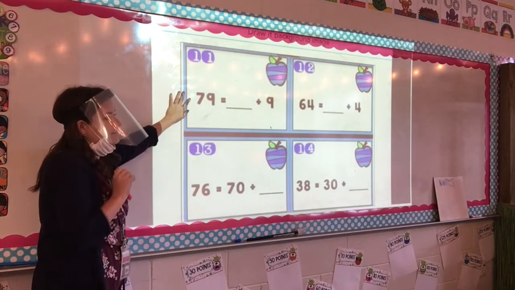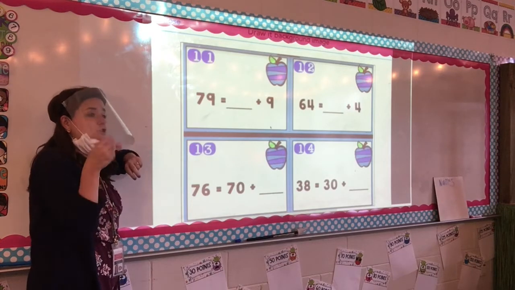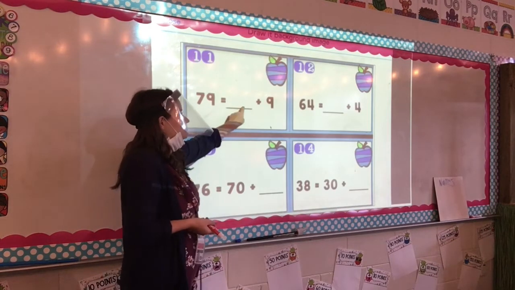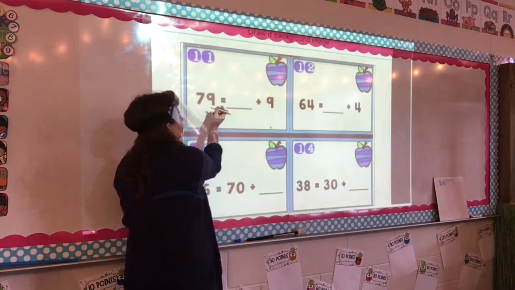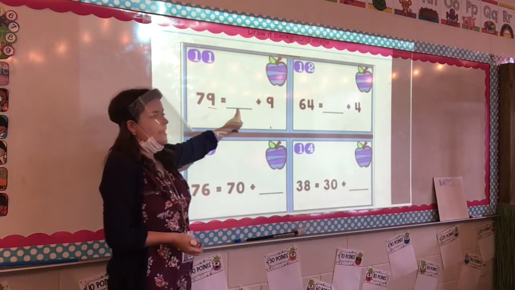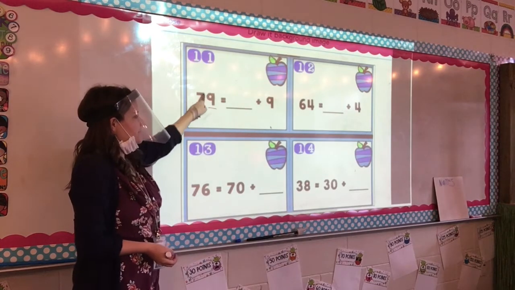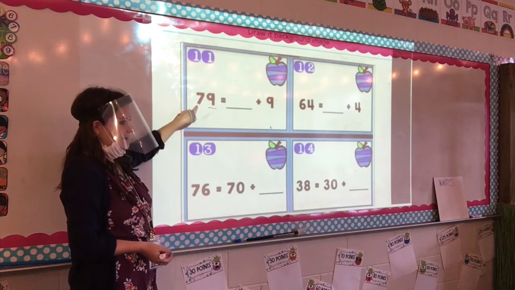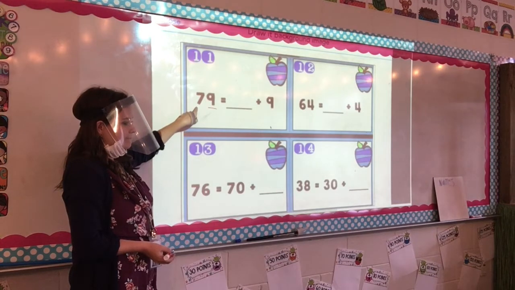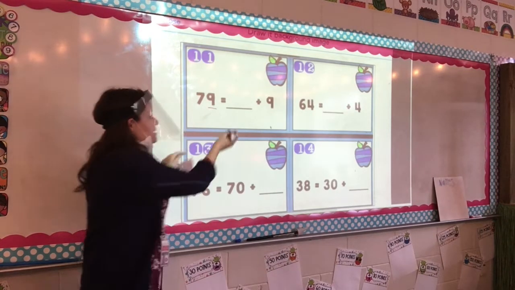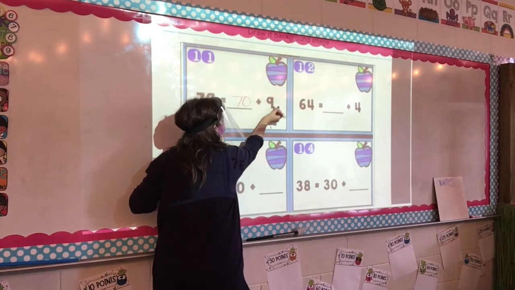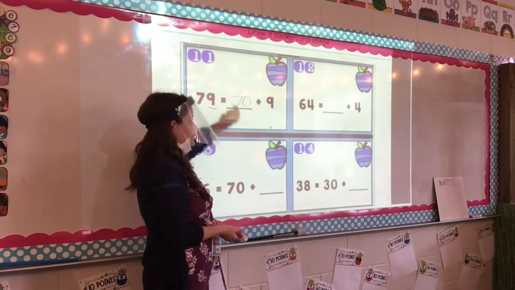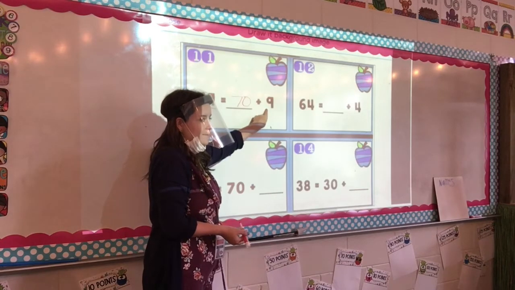Here's what I have next. If the number bonds help you with this one, you can use your number bonds. 79 equals something plus 9. So look, it looks like my 1s is already there. I know I have 9 ones, but what am I missing? I'm missing my 10s. So, how many 10s is in 79? London? So 70 plus 9 equals 79. 79 equals 70 plus 9. Go ahead and write that on your iPad if you haven't already.